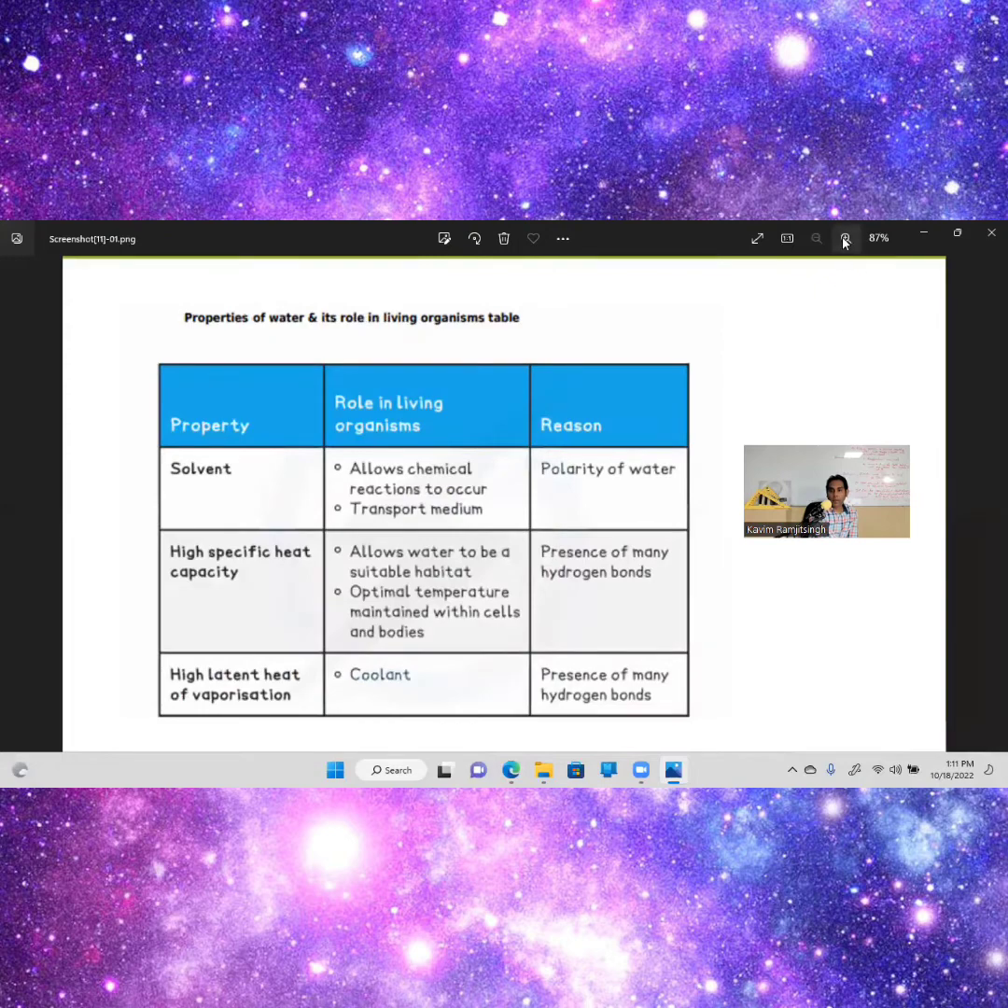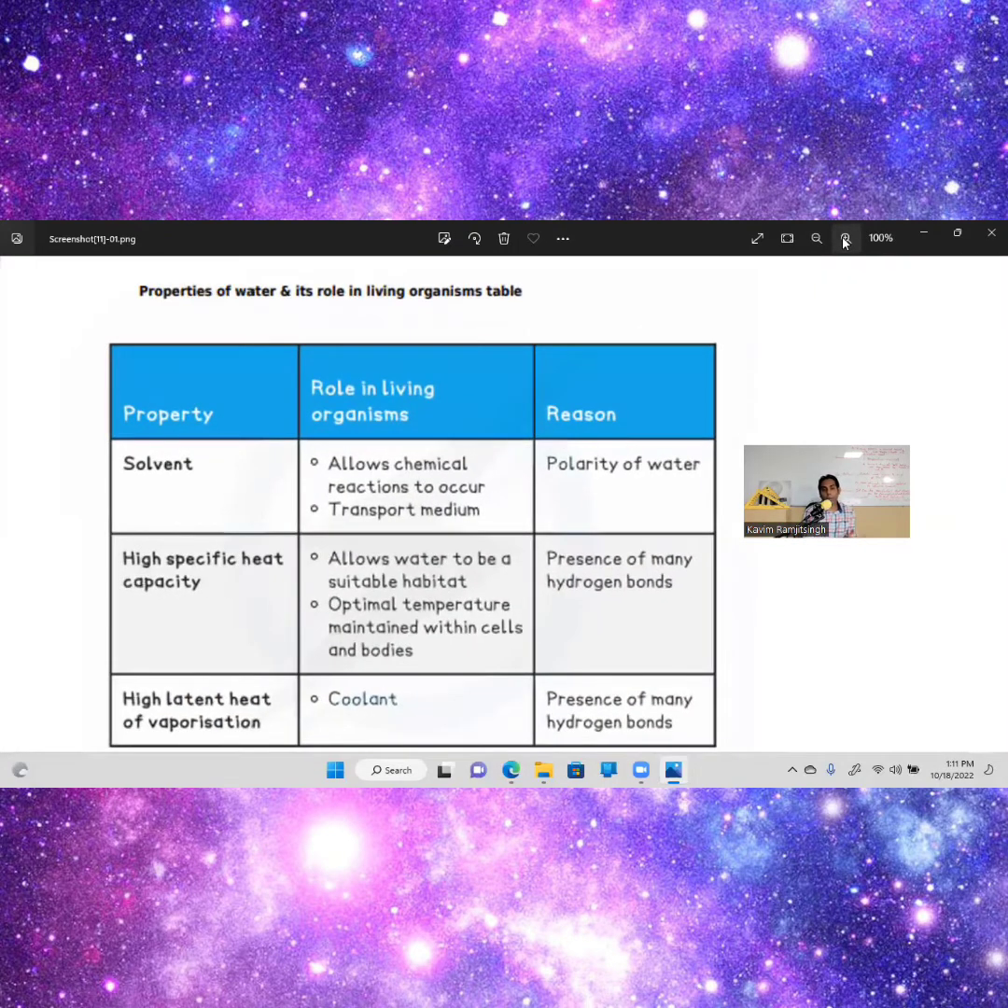So this table here is basically showing you the property of a universal solvent of water is based on the polarity of water. The high specific heat capacity is based on the presence of many hydrogen bonds. And the high latent heat of vaporization is based on the presence of the many hydrogen bonds. Right? And that coolant there is like in the radiator of your vehicle. You could ask your father about that, okay? How that coolant keeps the engine running. Right?